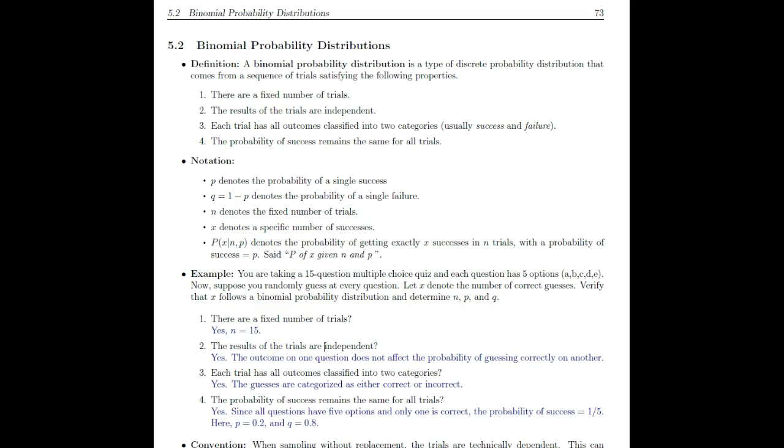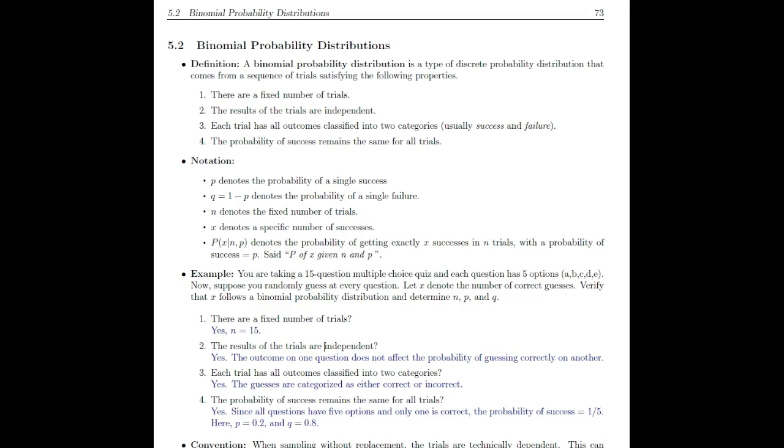First, there are a fixed number of trials. Second, the results of the trials are independent. Basically that means if one trial comes up a certain way, that would not affect the probability of that occurring in the next trial.